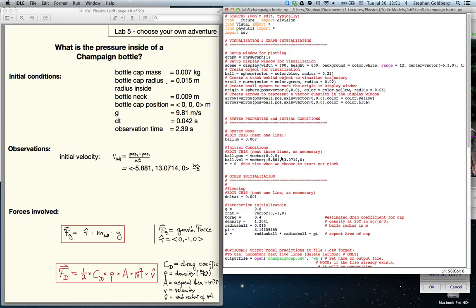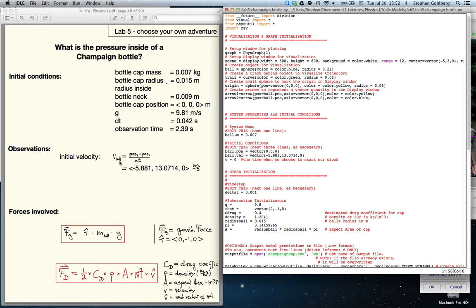Here in the Python code you see this information. The initial conditions, wherever you see ball, this is cap. So mass, position, velocity, delta t, very small, little g, r hat, drag coefficient, air density, and the radius of the cap, pi, and the aspect area.